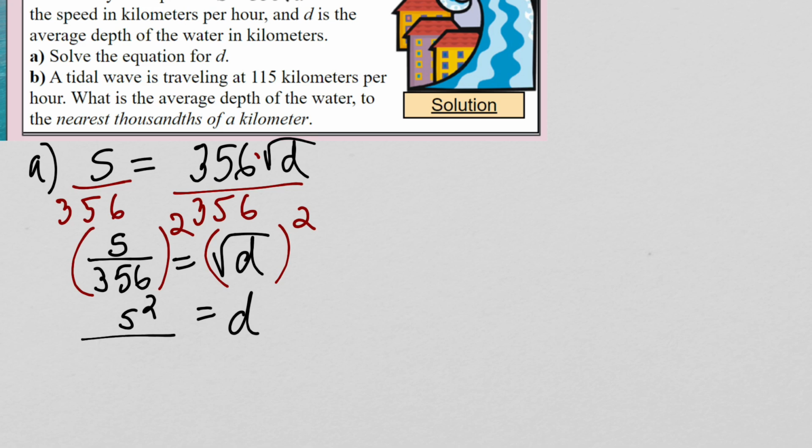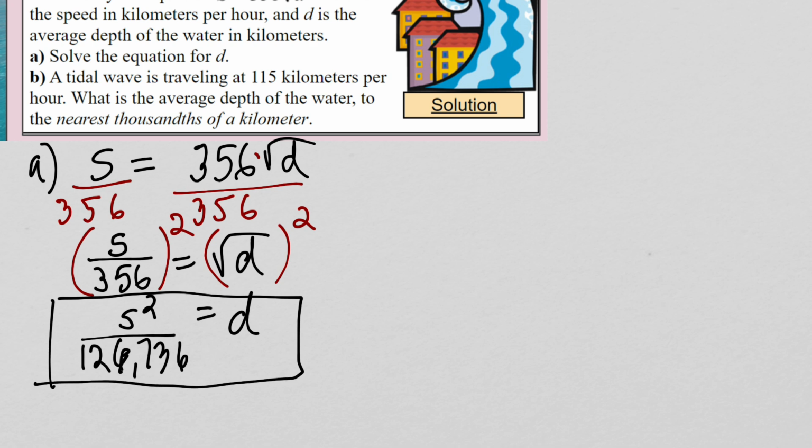And now use your calculator and figure out what is 356 raised to the second. This is what I got when I put it in the calculator. So this is the equation for A, that I solved for d.